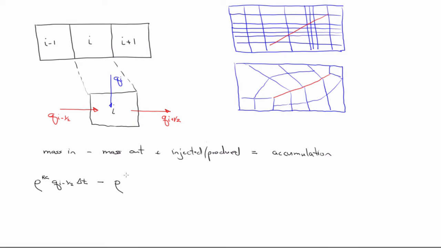The mass out is the density, again under reservoir conditions, times Q I plus a half. Injected, the density under reservoir conditions, times QI, times delta T. Equal to, and the accumulation is going to be the mass at the end of delta T minus the mass at the beginning of delta T. And the notation we use for that is the superscript n plus 1 and n. So this is the change in mass over a time step, delta T.